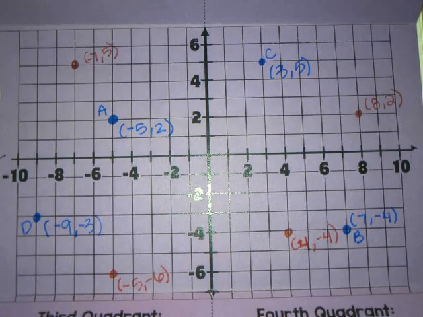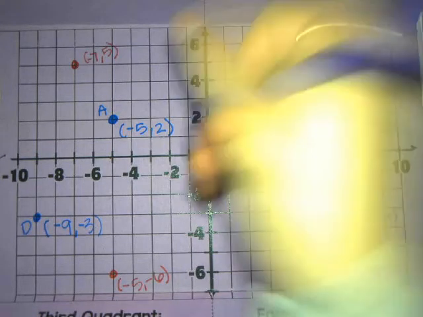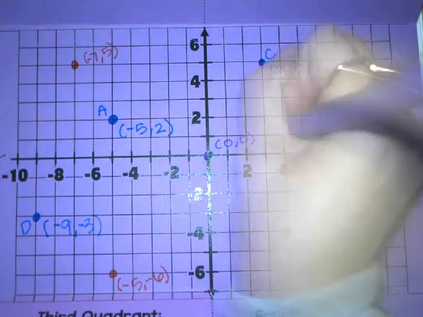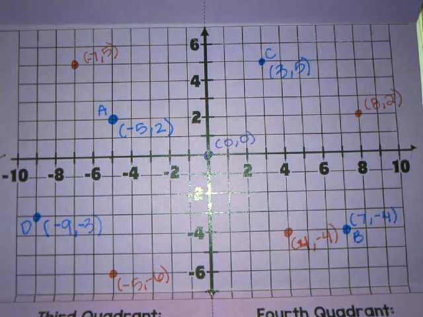Okay, plot the point for me, 0, 0. Where is it, everyone? Make sure you label it 0, 0. Label that point for me. All right. Give me the point.